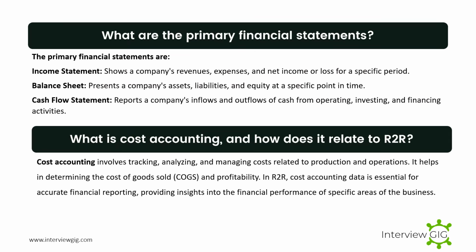What are the primary financial statements? The primary financial statements are: income statement, shows a company's revenues, expenses, and net income or loss for a specific period. Balance sheet, presents a company's assets, liabilities, and equity at a specific point in time. Cash flow statement, reports a company's inflows and outflows of cash from operating, investing, and financing activities.